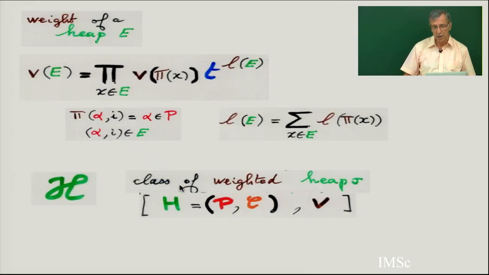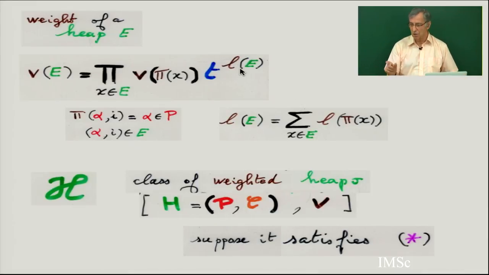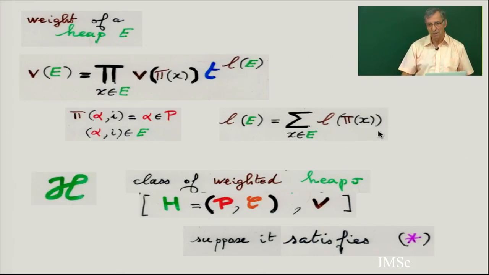And then I call H the class of all weighted heaps with this weight. So this is a heap, and there is a weight V like this. And I suppose it satisfies this condition so that I get a summable family, and I can talk about the generating function of the sum of the weights of the heaps. Yes. This is L of pi of x, yes. No, this is a definition. I define the L of E. The L of E is a sum of all the L of each of these pieces, but the L of a piece, an element of the heap, is in fact the L of the projection.